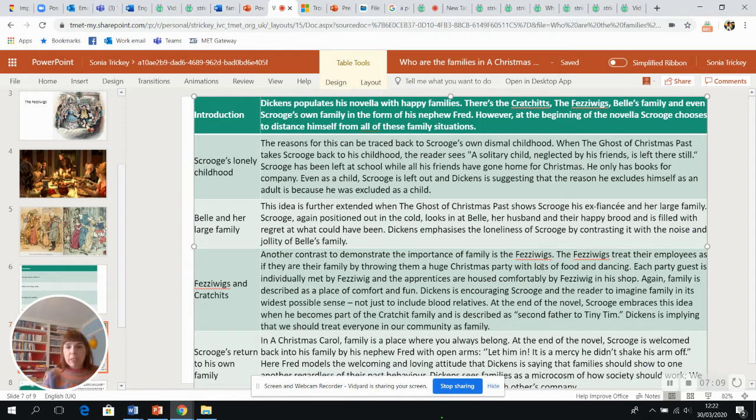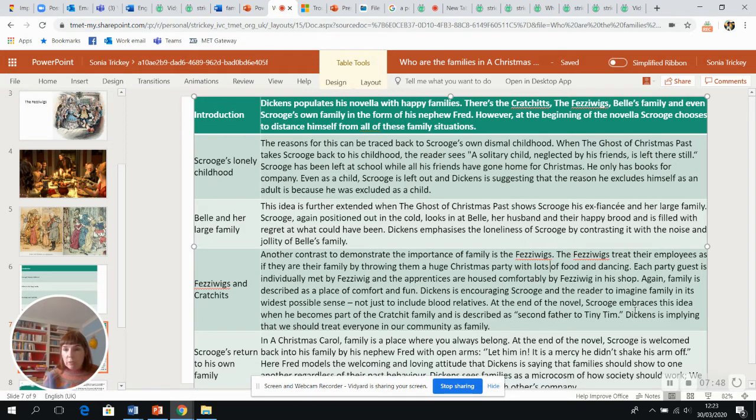Another contrast to demonstrate the importance of family is the Fezziwigs. The Fezziwigs treat their employees as if they are their family by throwing them a huge Christmas party with lots of food and dancing. Each party guest is individually met by Fezziwig, and the apprentices are housed comfortably by Fezziwig in his shop. So I'm trying to introduce the idea there that Fezziwig not only looks after his own family, but actually he extends that family love to everybody he works with. So Fezziwig doesn't just look after his children, he treats the people who he employs as if they were his family. And I'm going to give some examples of how he does this.